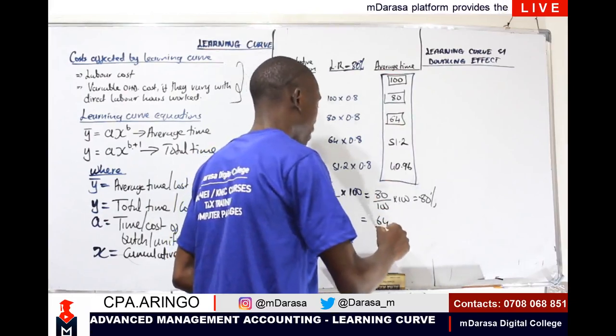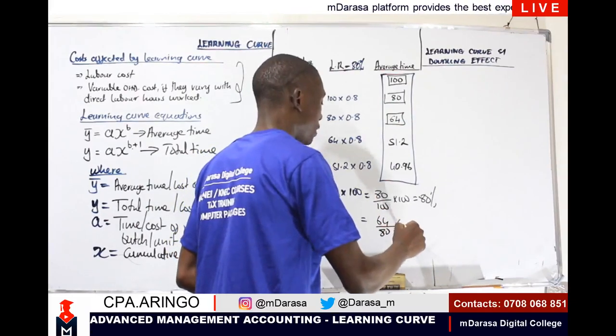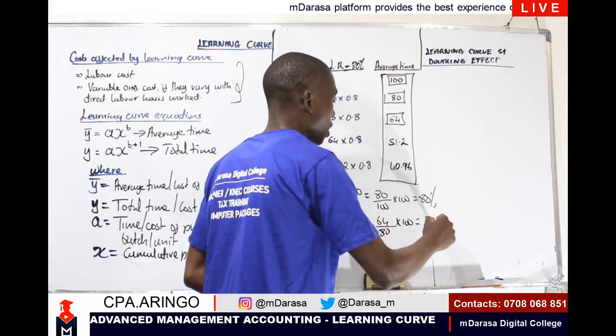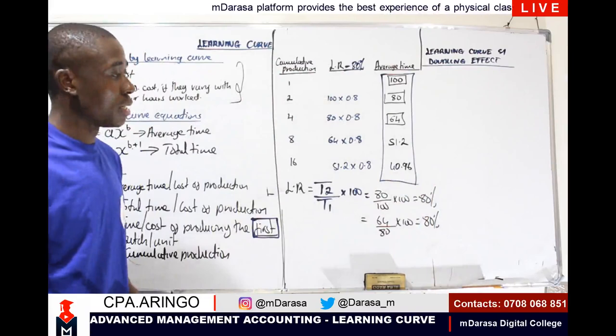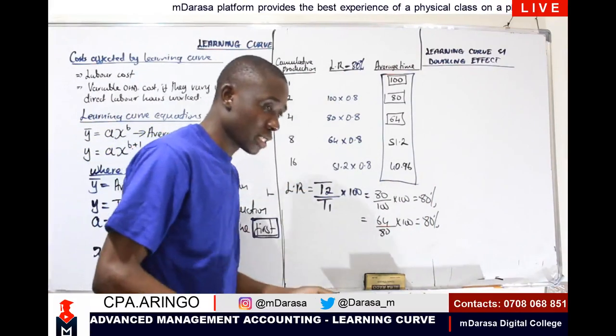64. We divide by 80 times 100. So I'm 100% sure that should also give us what? 80%. So you'll find that it is constant.